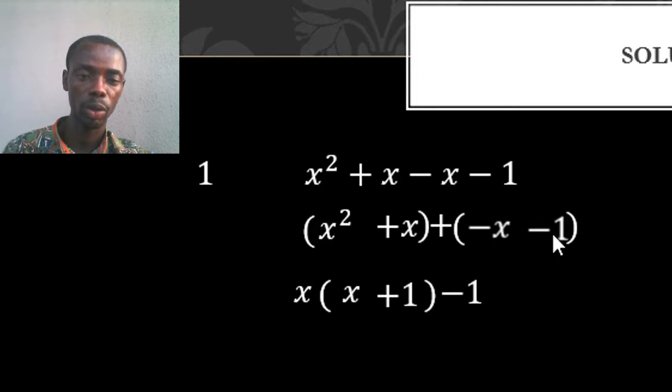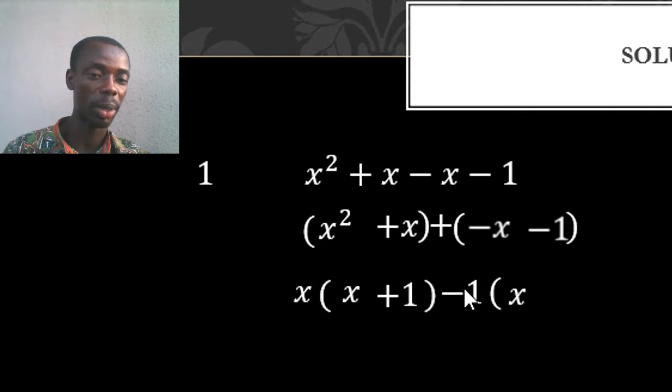Then the same thing, minus 1 is common to minus x and minus 1. Then let me open a bracket for that. I'll be using minus 1 to divide minus x. Minus cancels minus, and that's going to be what? Positive x. Then minus 1 divided by minus 1. Of course, we know that's going to be plus 1. Because minus again will also cancel minus. Then I close my brackets.